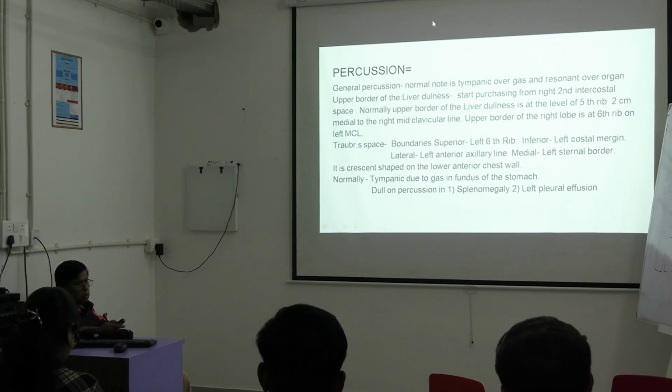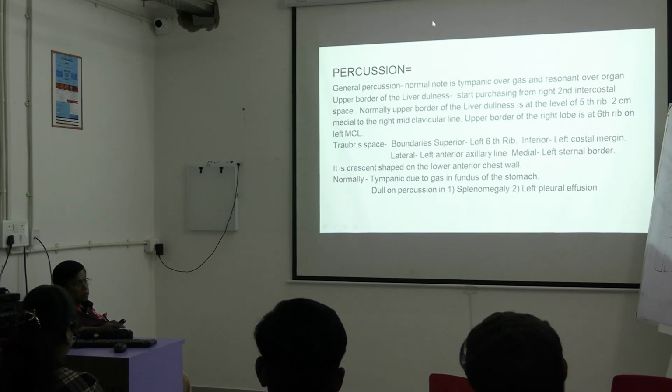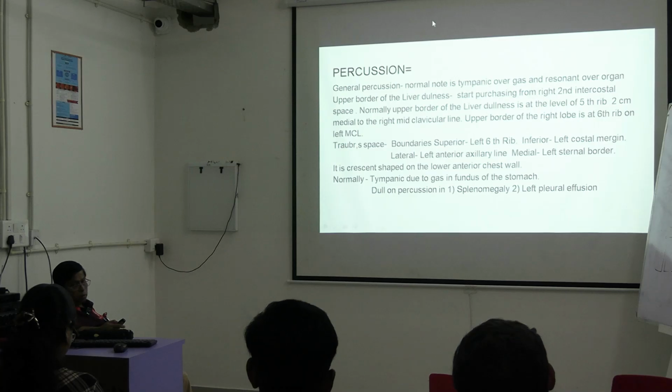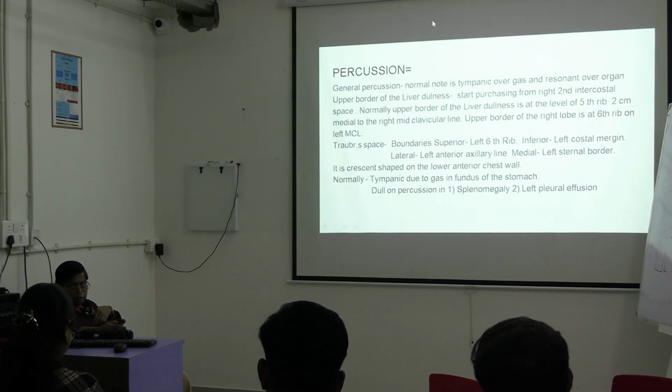Now, important is Traube's space. What is Traube's space? I have given the boundaries of Traube's space. Above it is the left 6th rib, inferior it is the left costal margin, lateral it is the left anterior axillary line, and medial it is the left sternal border. This is a triangular semilunar space at the lower end of the chest.